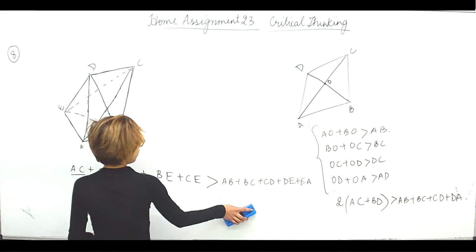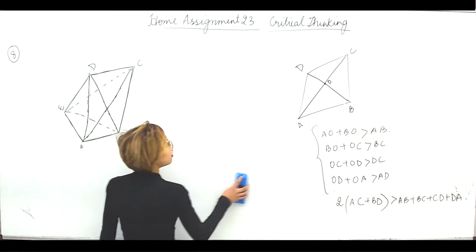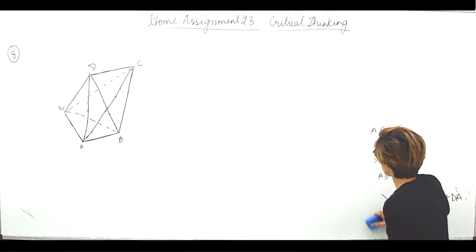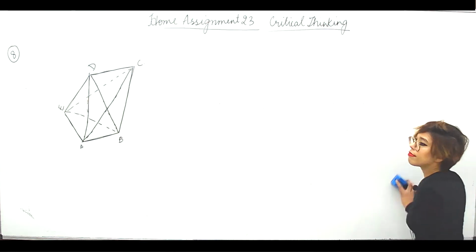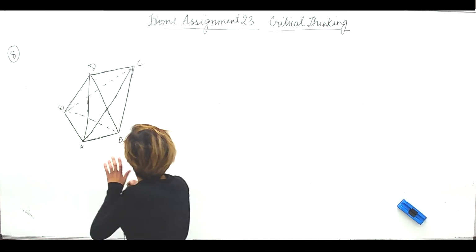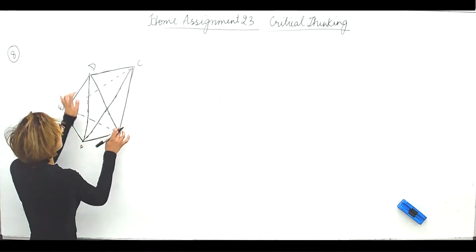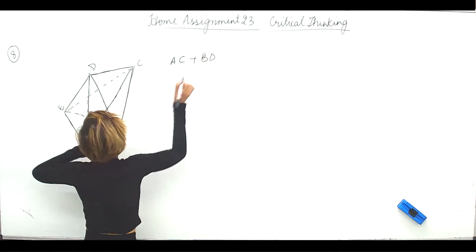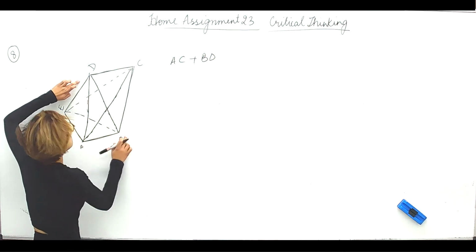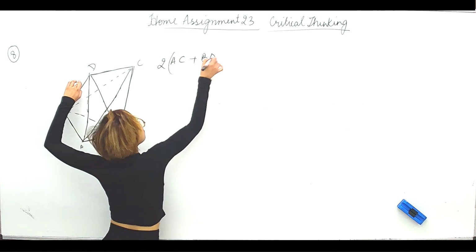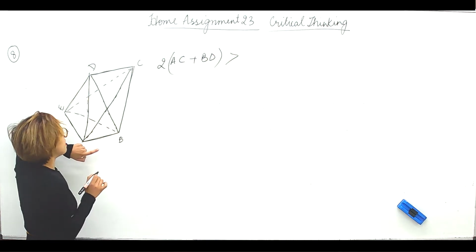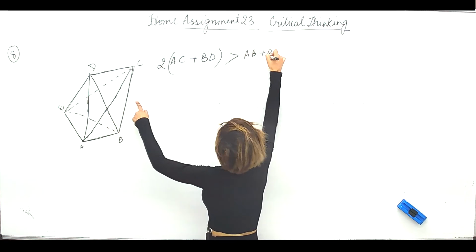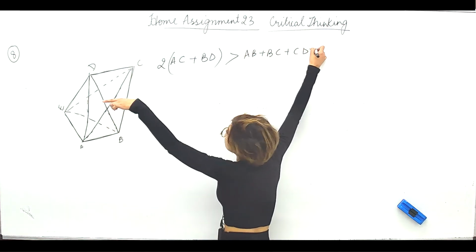Alright. So I will erase this now. Now let's start. Or maybe you can just pause the video and complete it on your own, because I've given you a hint. Right? Okay. Now AC and BD. These are diagonals of what? A, B, C, D. So, twice of these is greater than the perimeter, as in AB plus BC plus CD plus DA.